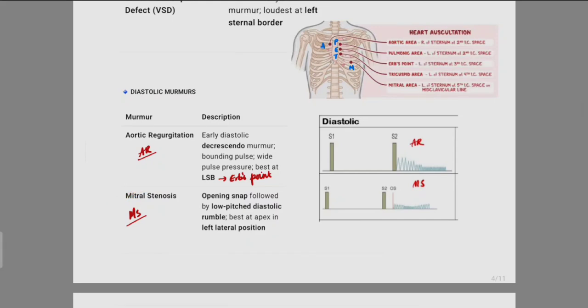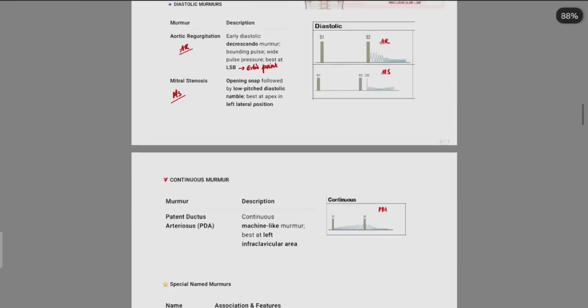So here we know the mid clavicular line at the fifth intercostal space. This is a low pitched rumbling murmur. Opening snap will be there, which is followed by a murmur. So this is also diastolic.